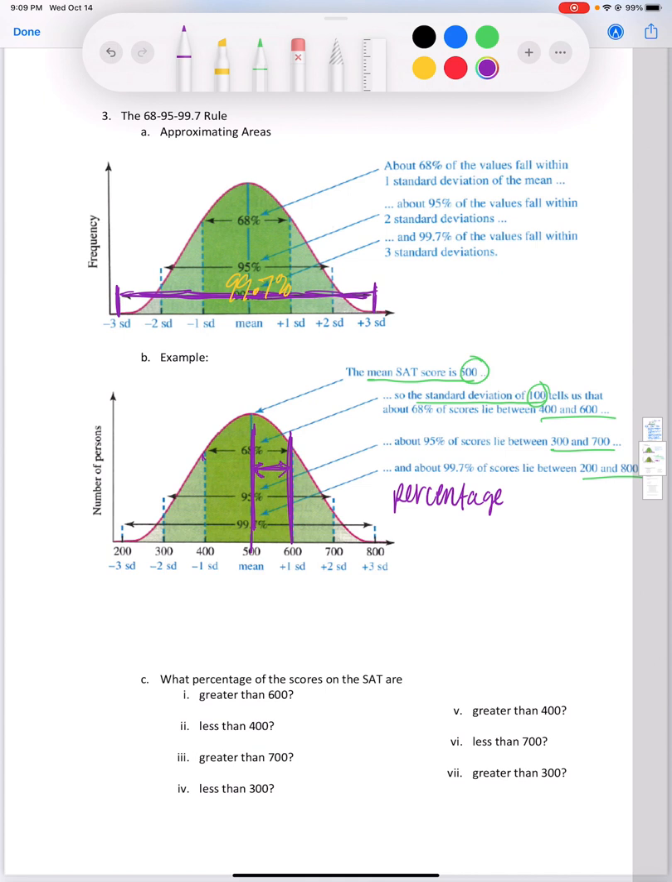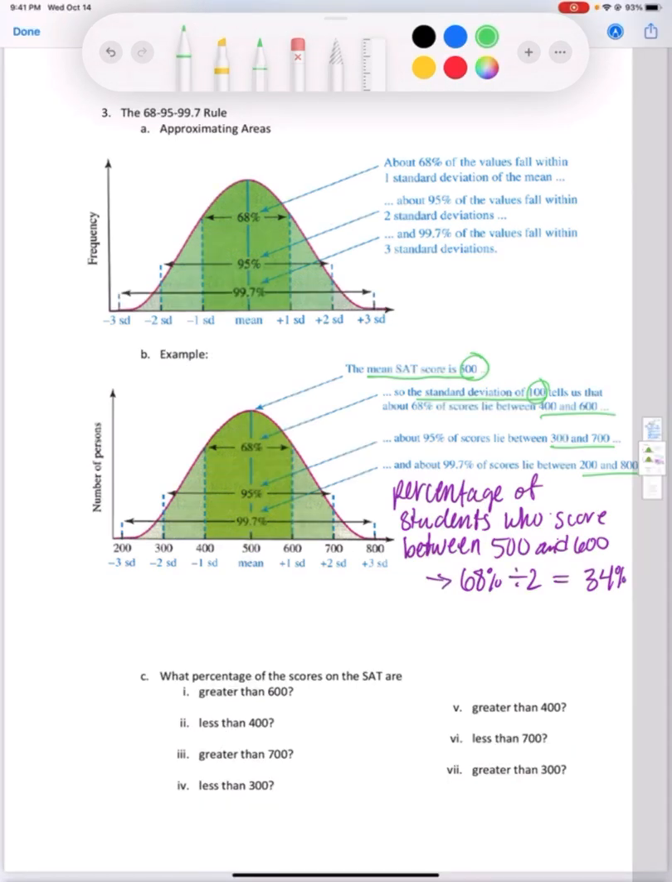Percentage of students who score between 500 and 600. All we have to do is take that 68%, and we're only looking at half the interval. So we take the 68% and divide that by 2, okay? And we get 34%. So 34% of the students score between 500 and 600 on the test.